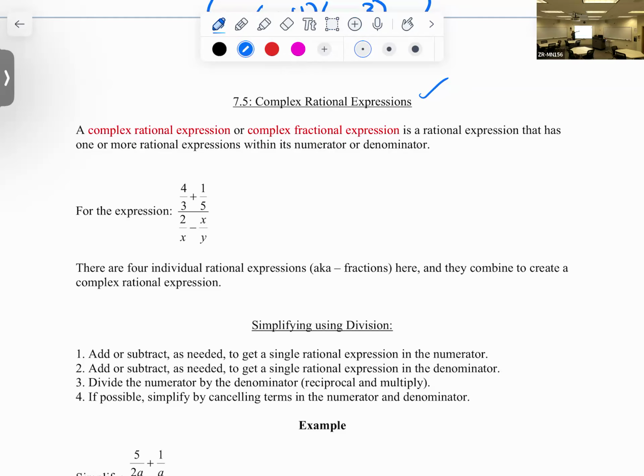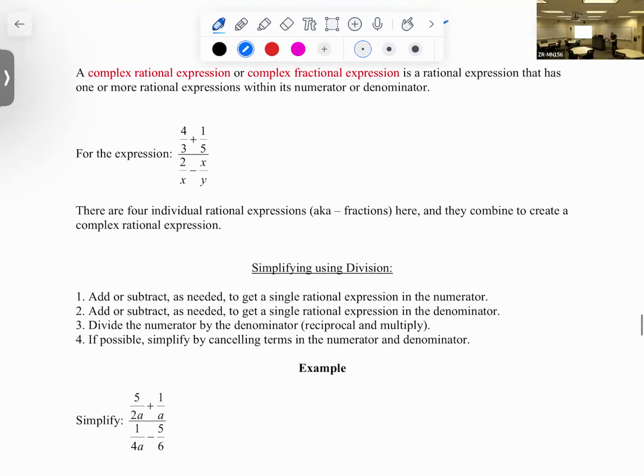Notice I have a fraction plus a fraction here and a fraction minus a fraction here. Because I have a fraction individually in the numerator and a fraction individually in the denominator, they create an entire big fraction, right? There are 5 total fractions in that expression. That is what's referred to as a complex rational expression. So we're going to look at the techniques of how to simplify these.